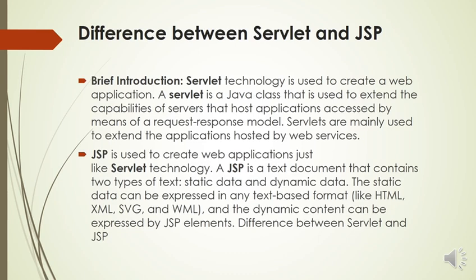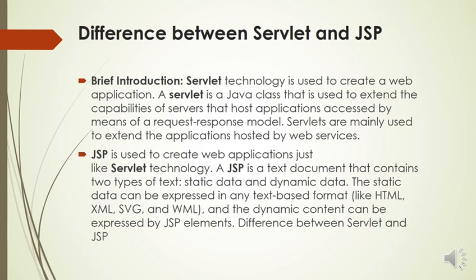JSP is used to create web applications just like servlet technology. A JSP is a text document that contains two types of text, static data and dynamic data. The static data can be expressed in any text-based format like HTML, XML, SVG, and WML, and the dynamic content can be expressed by JSP elements.